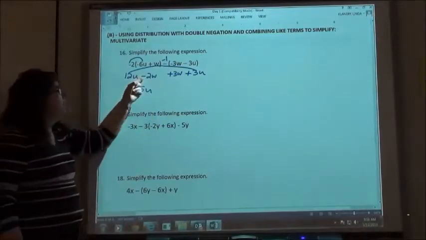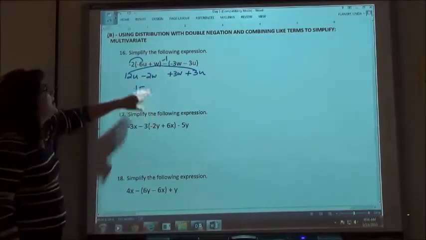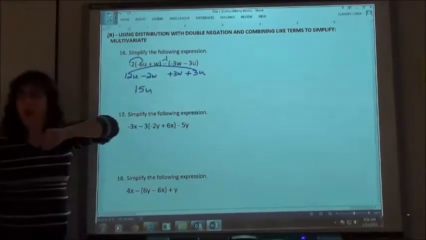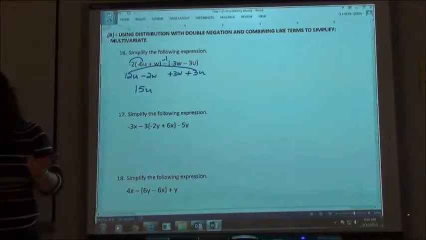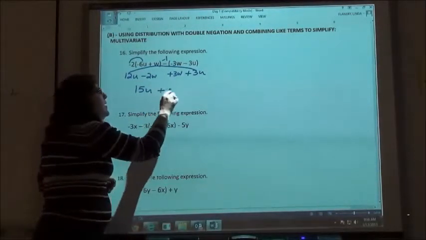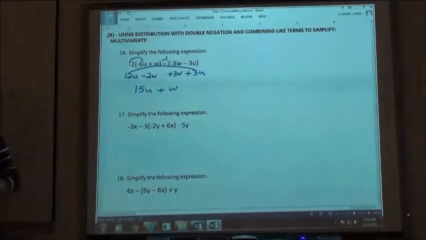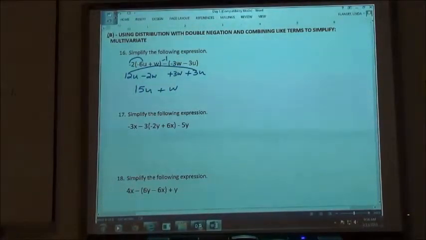I have a negative 2w plus a 3w. Negative 2 plus 3 is 1, but we know now that we can't put the 1 in front of the w. In college algebra, if you put it in as 1w, they're going to tell you it's wrong. 1w is just w when you simplify it. Intermediate algebra, you got by with putting 1w. College algebra tells you no.